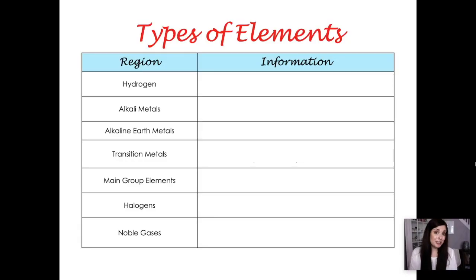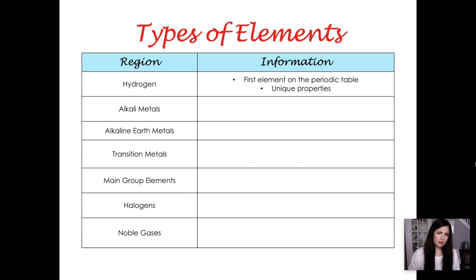So the electron configuration can tell us how many valence electrons an atom or an element has. And of course, the number of valence electrons determines the properties that that element has. So we can classify a couple of different types of very important elements on the periodic table based on how many valence electrons they have.